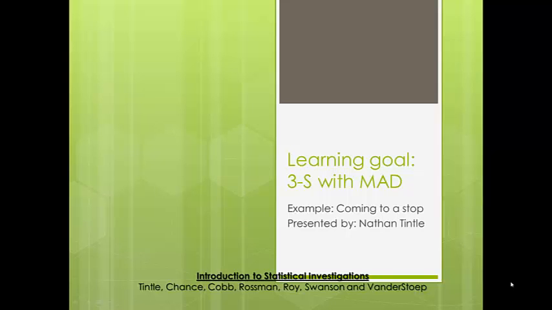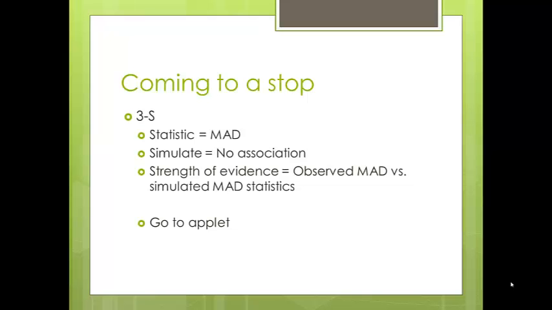In this Learning Goal video, we will talk about how to apply the 3S strategy when using the MAD statistic. We will use the coming to a stop example from the Introduction to Statistical Investigations textbook to talk about this learning goal. Remember the 3S strategy. First, compute a statistic. In this case, we'll use the MAD statistic. Then we need to simulate the null hypothesis of no association. Finally, we evaluate the strength of evidence by looking at the observed value of the MAD statistic versus simulated MAD statistics.